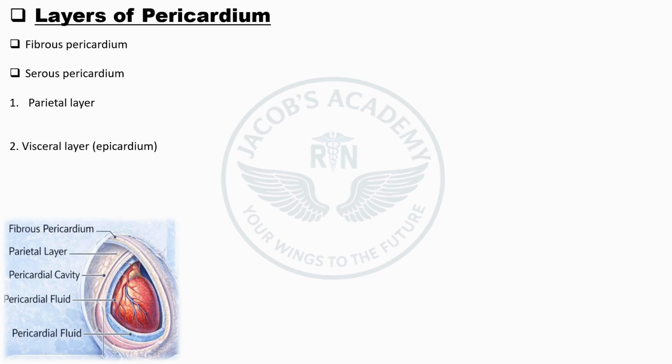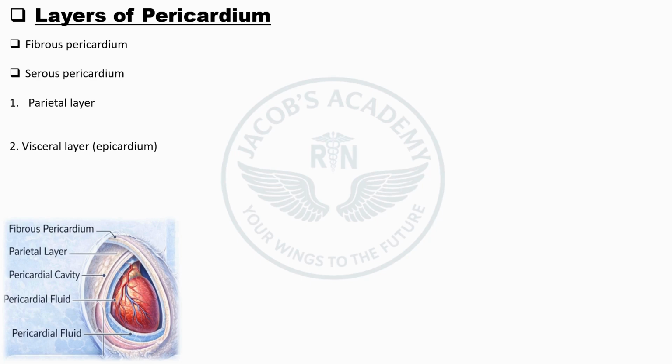The outer layer is called the parietal layer, which lines the inner surface of the fibrous pericardium, and the inner layer is called the visceral layer, also known as the epicardium, and this layer closely covers the surface of the heart. Between the parietal and visceral layers is the pericardial cavity.